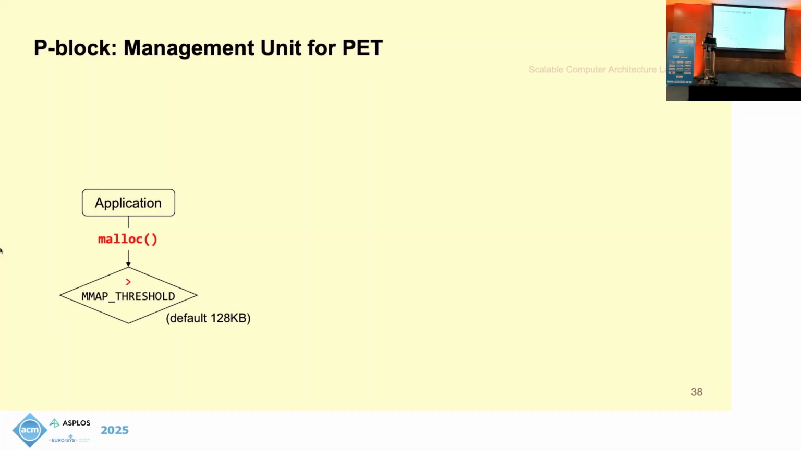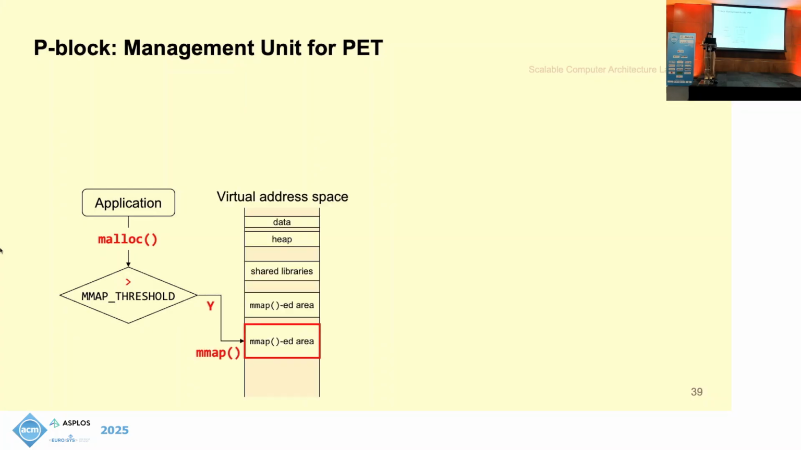When an application dynamically allocates memory, the operating system compares the requested size with the mmap threshold, which is 128 kilobytes by default. If the requested size is bigger than the threshold, the mmap system call is called and an mmapped area is created. Otherwise, the operating system expands the application's heap area using the SBRK system call.